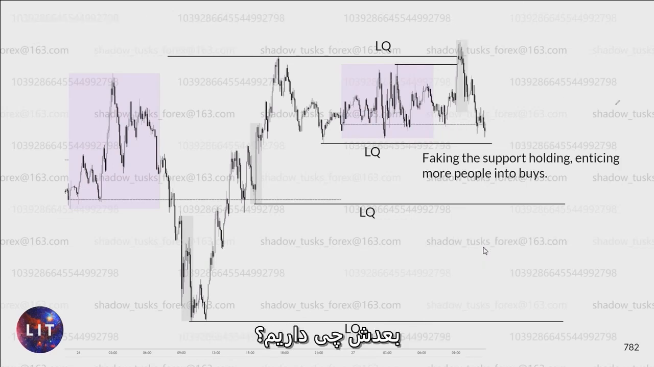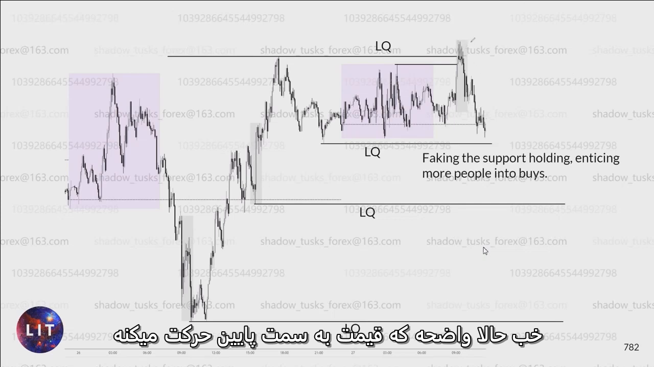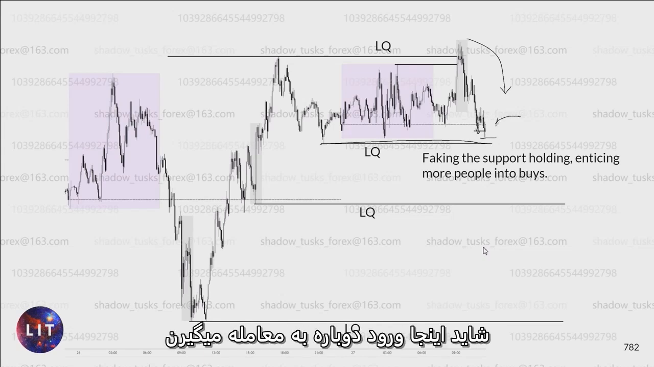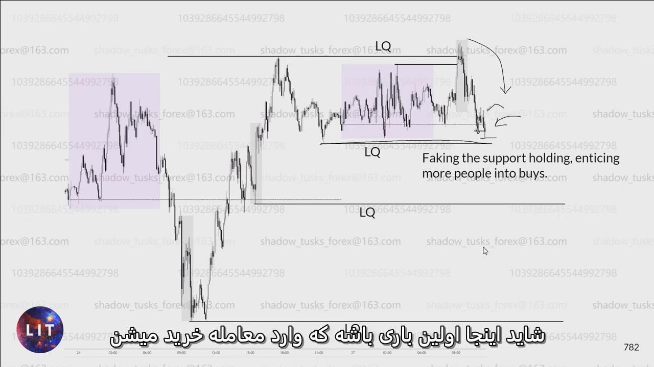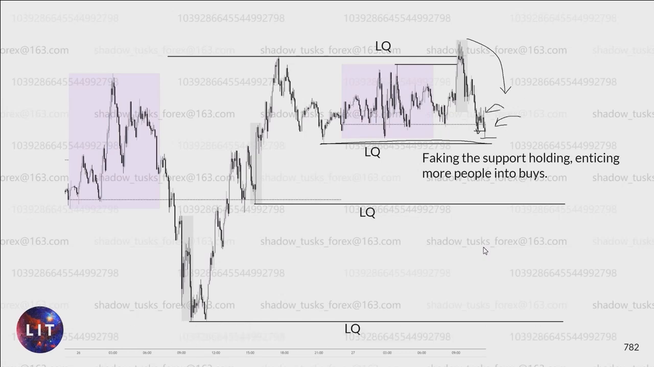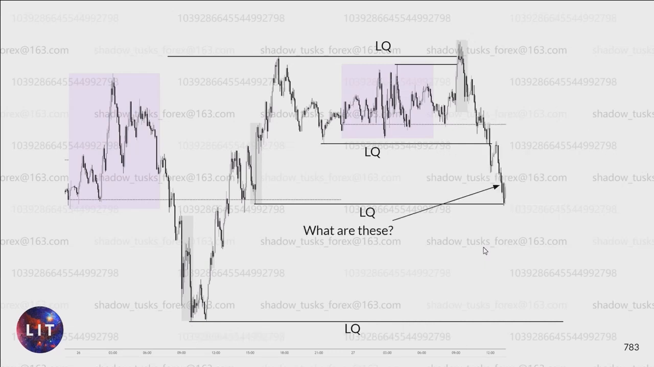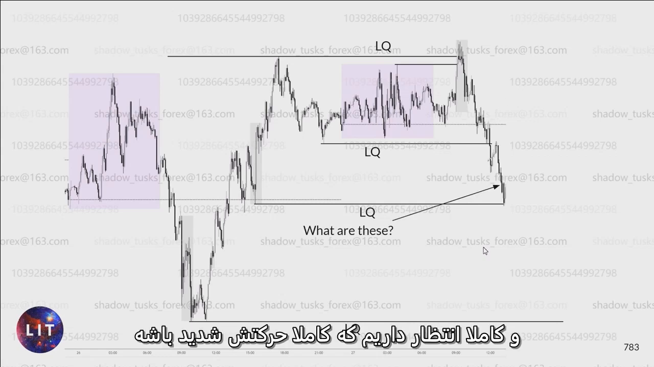What's next? So now, obviously, they continue down. They fake. They get the pins. Oh yeah, this is going to hold. Lots of wicks. Oh, it's holding. Maybe they're taking re-entries here. Maybe this is the first time that they're entering buys. But what do we expect from here? Of course, we expect an inducement, and we expect it to get completely smashed.